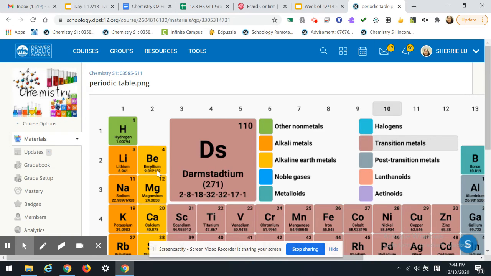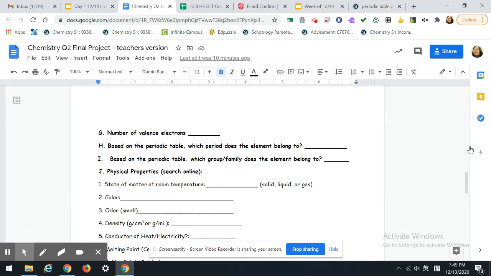For example, if your element is potassium, this vertical column is the group number. So potassium is in group 1 of the periodic table. And this horizontal row is the period, and potassium is in period 4. That's how you find the period and the group number.